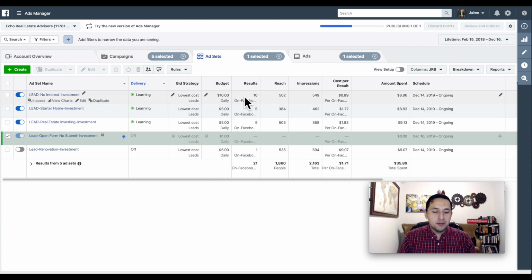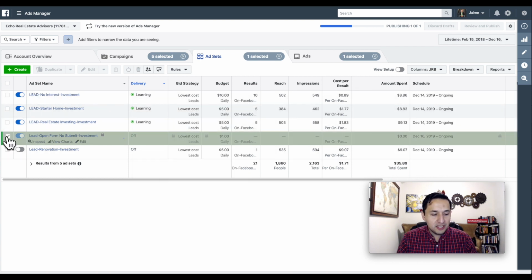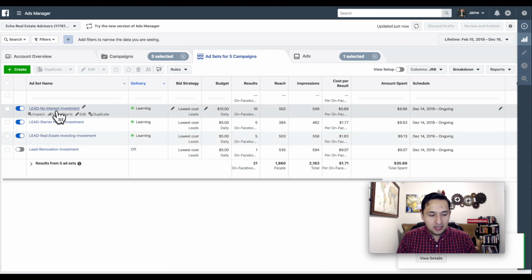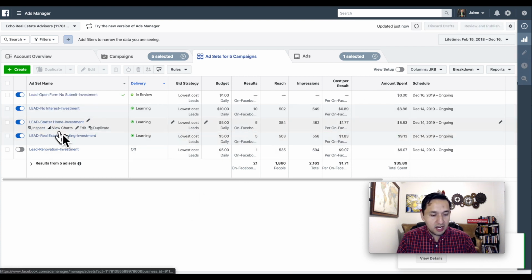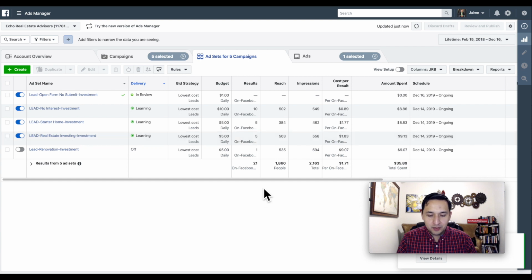And now what we're doing is we allocated that budget up here to the no interest audience, and we left the budget for the other two ad sets the same. So as far as results, we have 89 cents for the no interest one. We have $1.77 for the starter home interest, and then we have $1.83 for real estate investing.